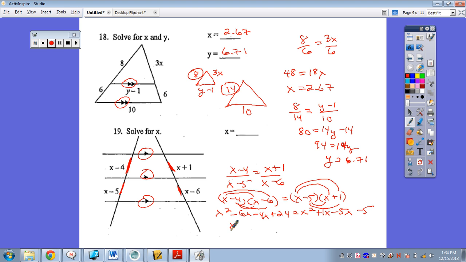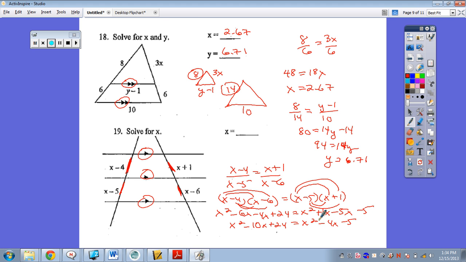On the left-hand side, I'm going to combine like terms. Negative 6 and negative 4 is negative 10x. Okay, so on the left, I'm left with x squared minus 10x plus 24. On the right, I am also going to combine like terms. 1 minus 5 is negative 4x. So on the right, I'm left with x squared minus 4x minus 5.